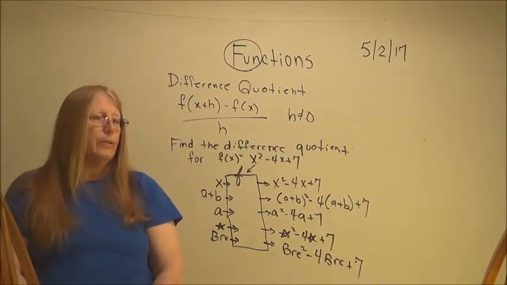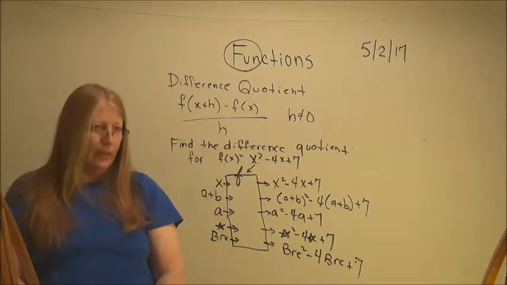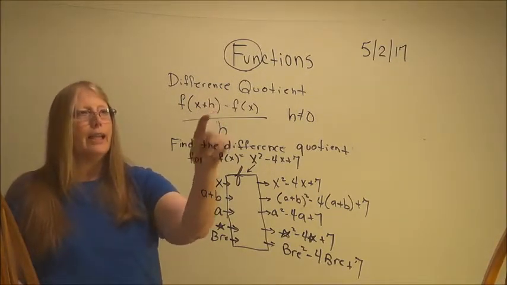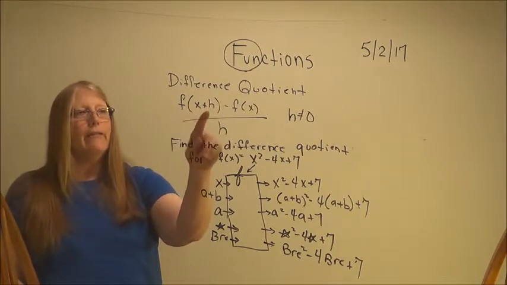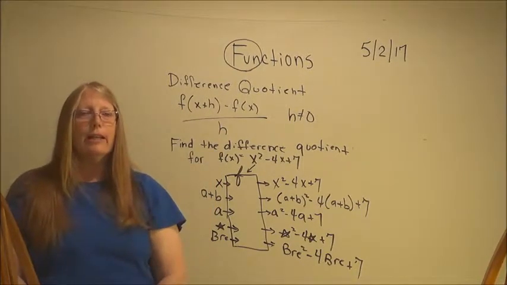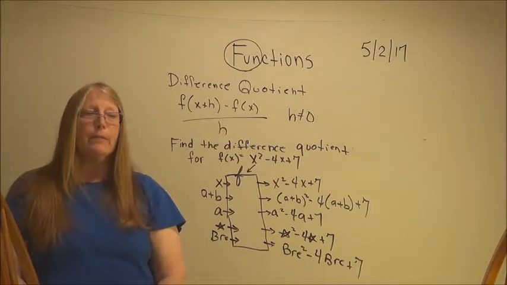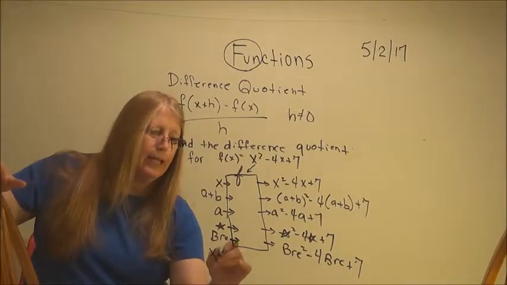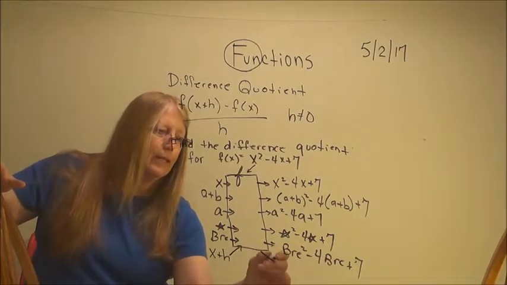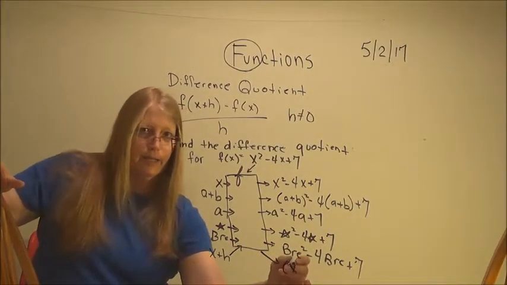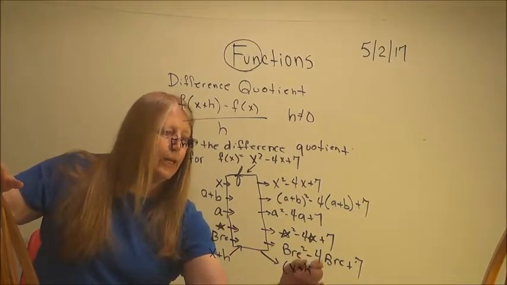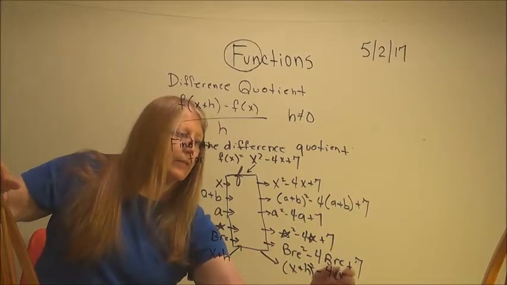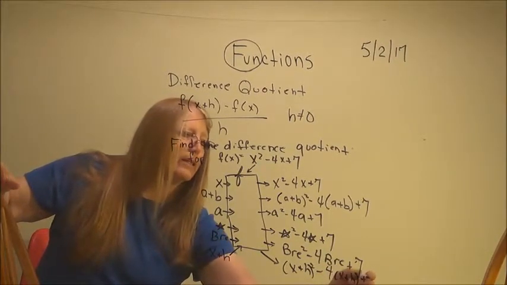Alright, so to make a long story short, we are putting in an x plus h. So f of x plus h means what comes out when I put x plus h into the function. So if I put x plus h into this function, coming out is x plus h quantity squared minus 4 times x plus h plus 7.